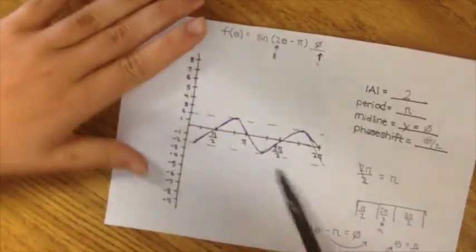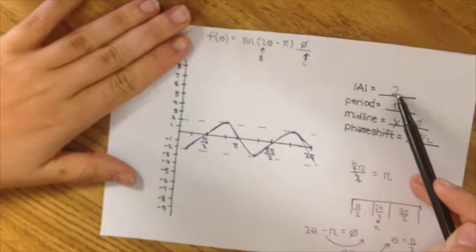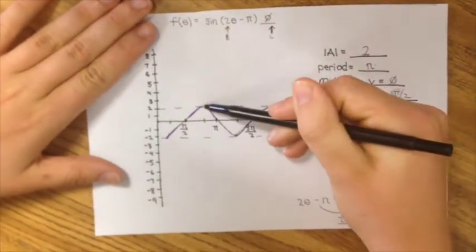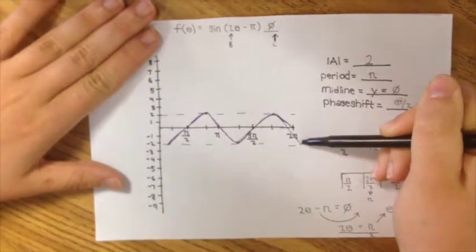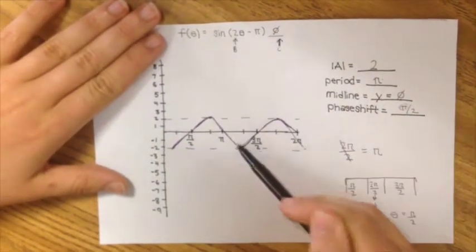To find our min and max, you're going to want to use your amplitude, which is 2. So our max is 2, our min is -2, max 2, -2. And then you can plot your points.